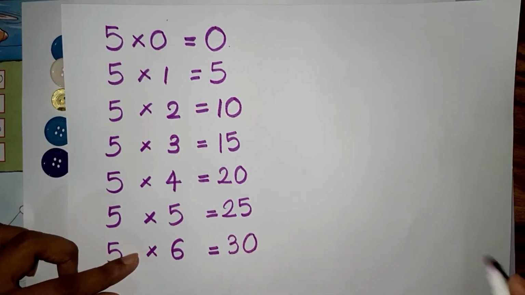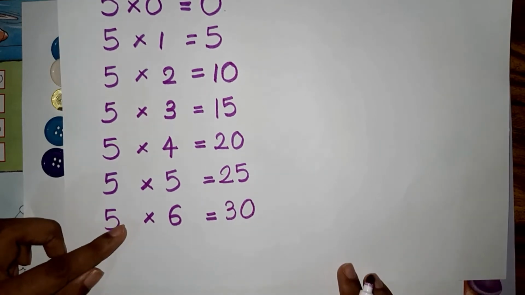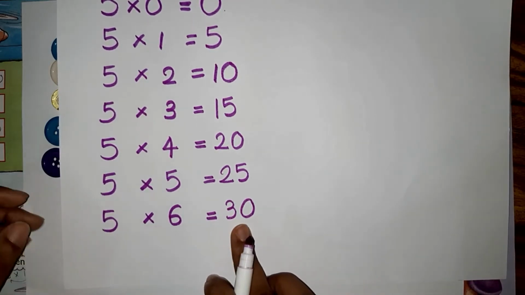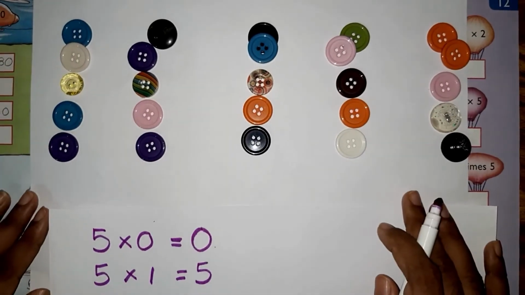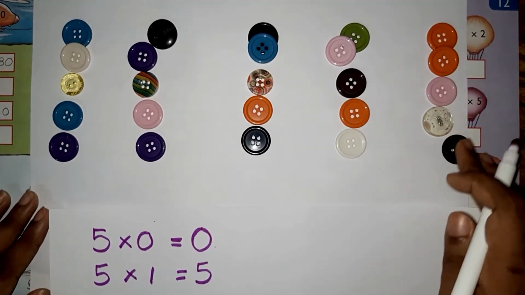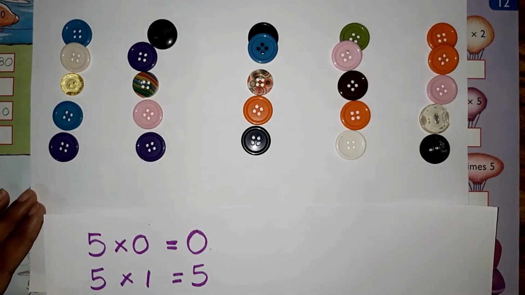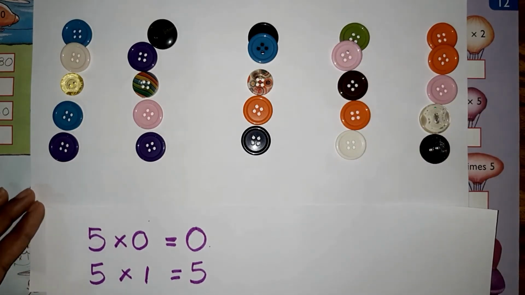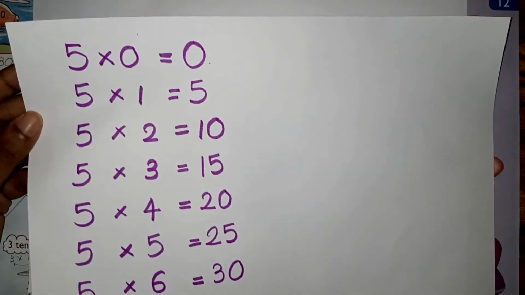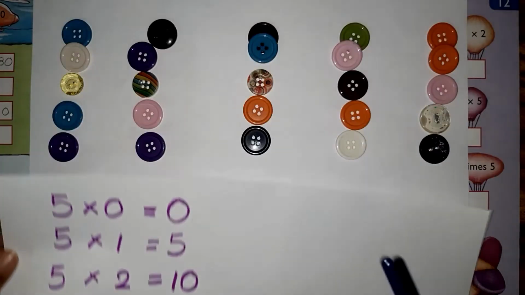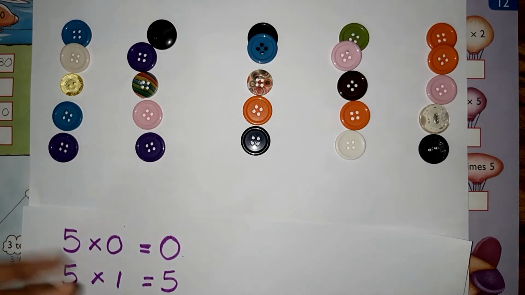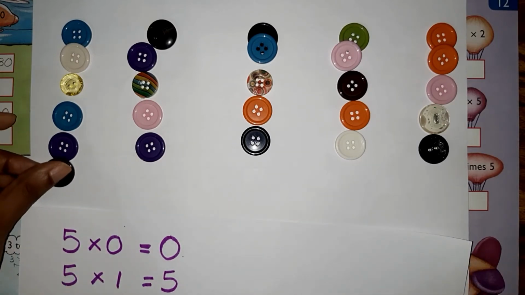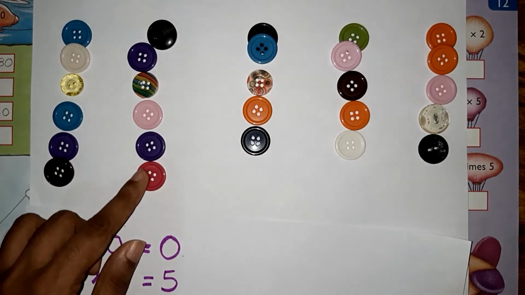So 30 is the answer. Or else you can simply add the objects to each set. So we can see now we have 5 objects in each set. To get 5 times 6, we need to have 6 objects in each set. So I'm going to add another button since we have 5 already. I'm going to add another one.